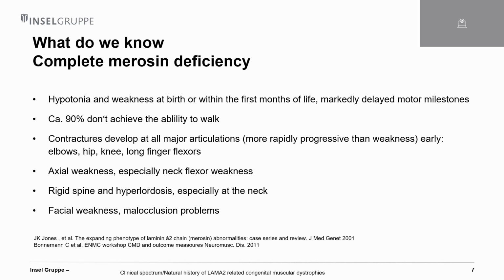We have marked axial weakness, especially the neck flexors and the upper arms, and a rigid spine evolves, and a hyperlordosis, which on one hand, as Regan said, helps to stabilize while sitting, but on the other hand also leads to a position in sitting which is not really good for the evolution of this hyperlordosis. So the patients lean forward more and more to have this stability, but the lordosis gets worse. There's a facial weakness, often a macroglossia and malocclusion problems.